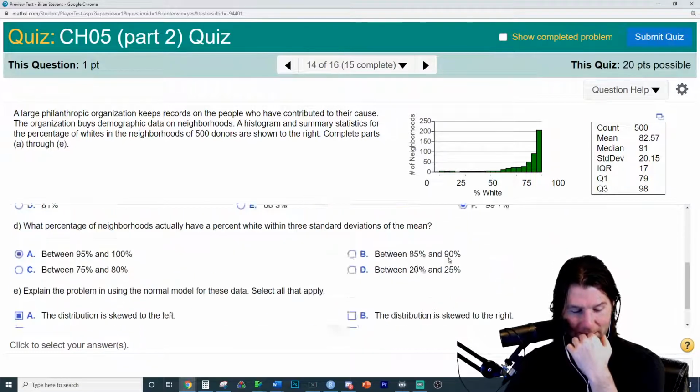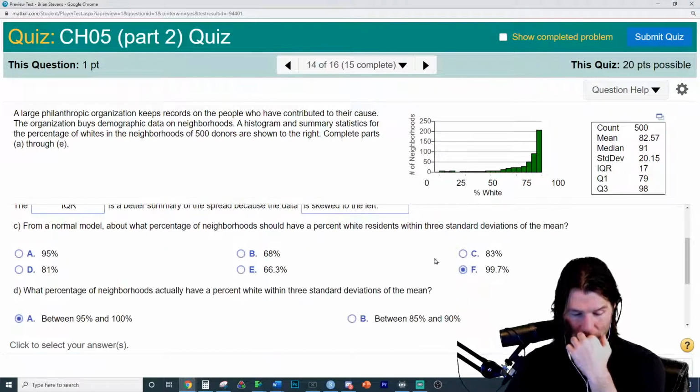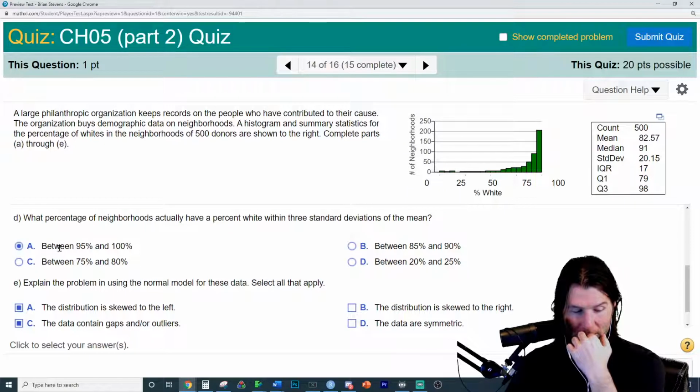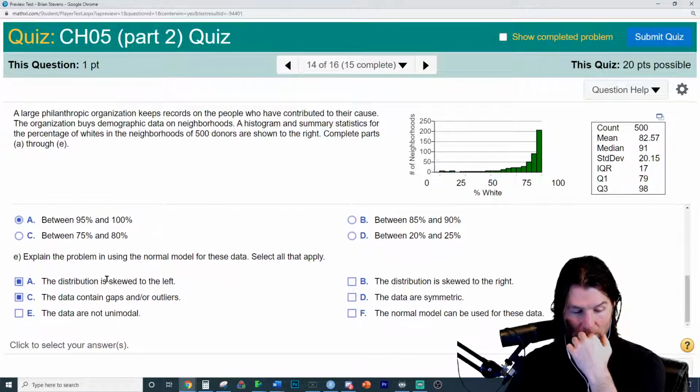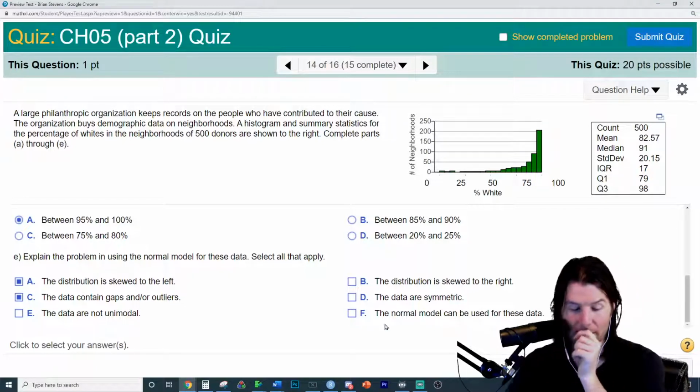Within 3 standard deviations, that's correct. Median, skewed to the left. IQR, skewed to the left. 99.7, this one we know is correct because we checked it. Explain the problem. The data is skewed to the left. That's accurate. Just email me, I'll fix it. The normal can't be used for this. That's a problem. It is unimodal.